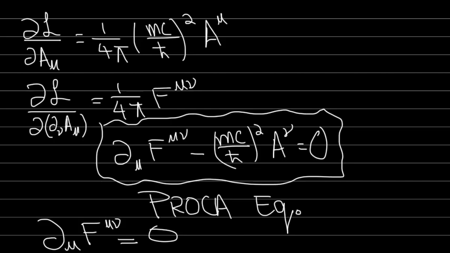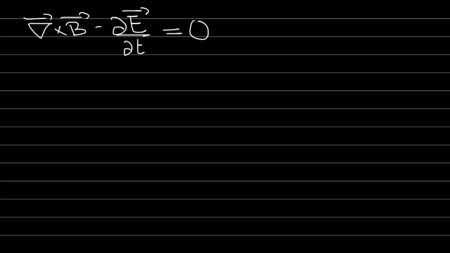And you know this equation, right? This equation gives you your Maxwell's equations. Well, actually half of the Maxwell's equations. Let me go ahead and write those down over here. This gives you the curl of B, which is equal to minus partial E over partial t, so the time derivative of the electric field, which is equal to 0, right?